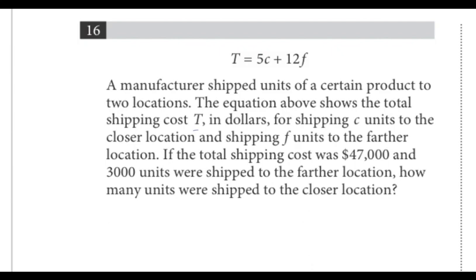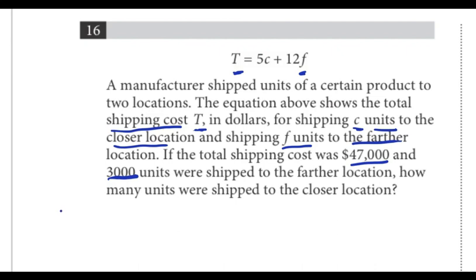Well, that's a really long story. Well, it's just plugging into the given equation. We know that the T is the shipping cost. We know that C is the number of units to the closer location, and F units is the number to the farther location. So the two given things are the total shipping cost, which is $47,000, and 3,000 units were shipped to the farther location. So we're trying to find C, how many units were shipped to the closer location.